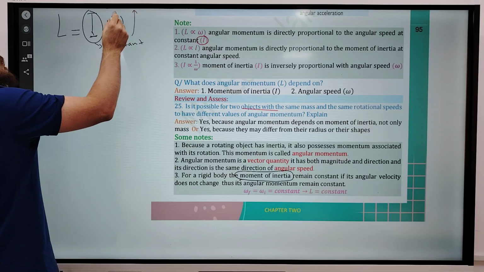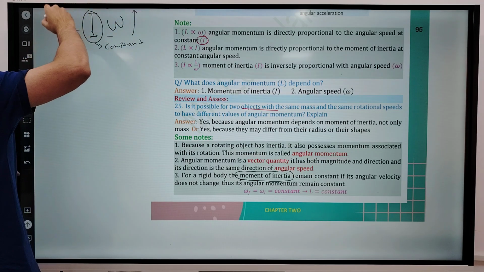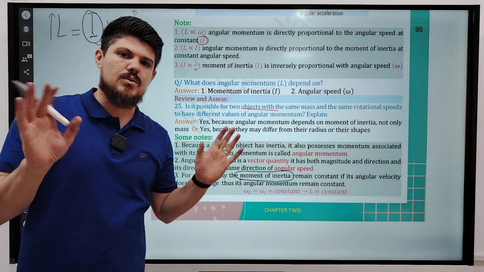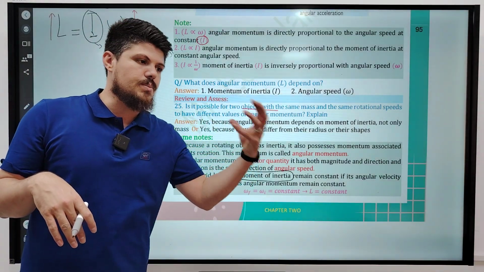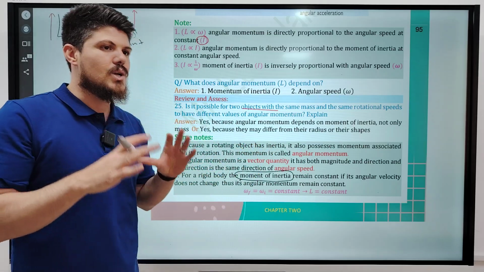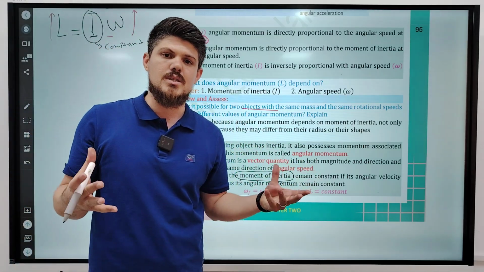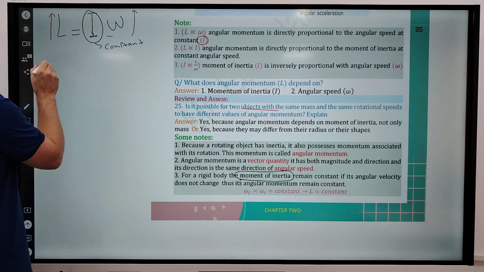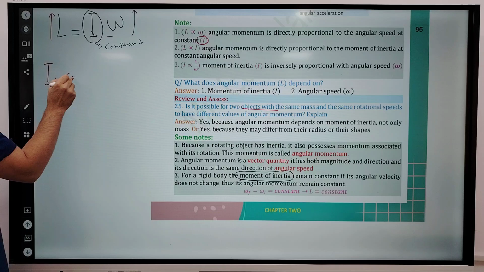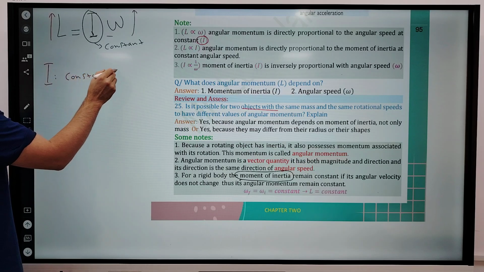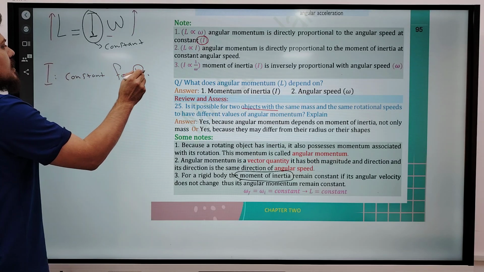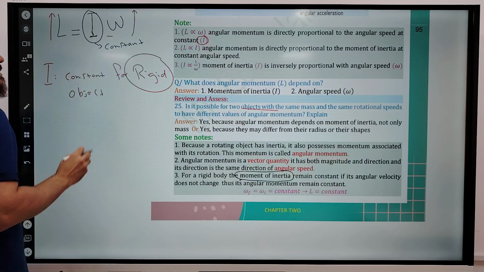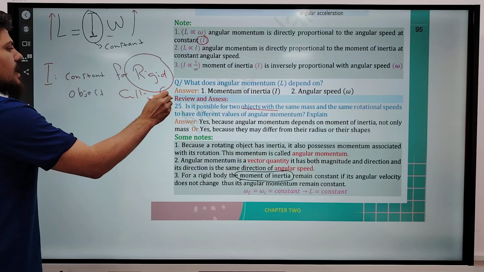In the case of speeding up, what happens to the angular speed? Increase. What about the angular momentum? Also increase. Can we say angular momentum is conserved in that case? No. For the rigid body, when angular speed changes, we cannot say the angular momentum is conserved or constant. It changes by changing angular speed. So, the moment of inertia is always constant for a rigid body, such as a ceiling fan.